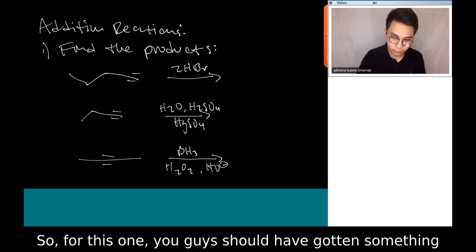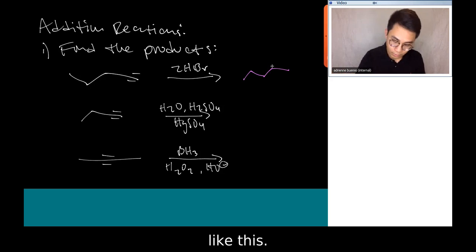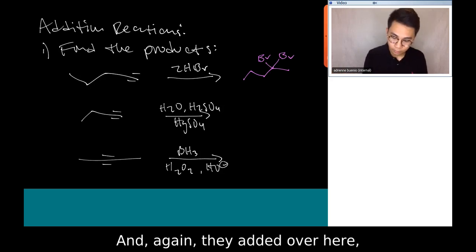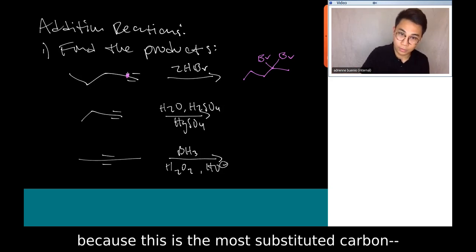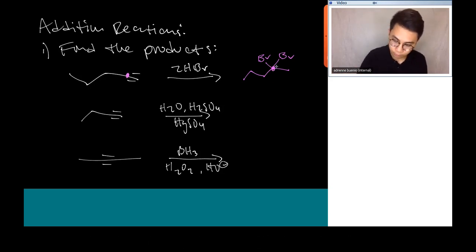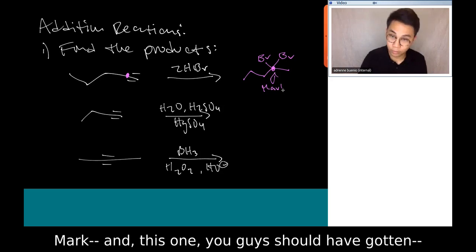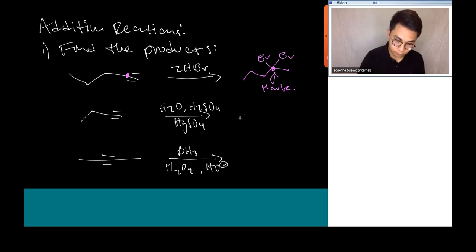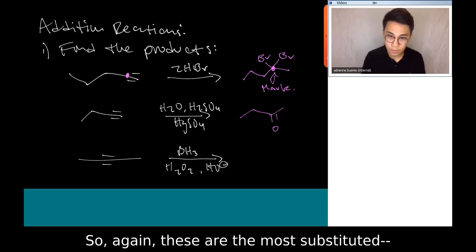So for this one, you guys should have done something like this, right? And again, they added over here because this is the most substituted carbon, right? Most substituted carbon. Mark. And for this one, you guys should have gone 1, 2, 3, 4, 1, 2, 3, 4. This, right? So again, to the most substituted, Mark.